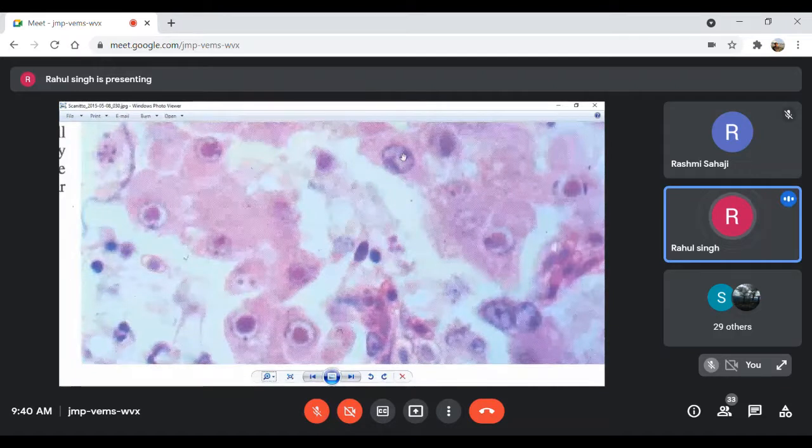There is no inclusion body in this nucleus. This is a karyolytic nucleus. Karyolysis is there. The nucleus is becoming faint. Nothing is visible here. All right.